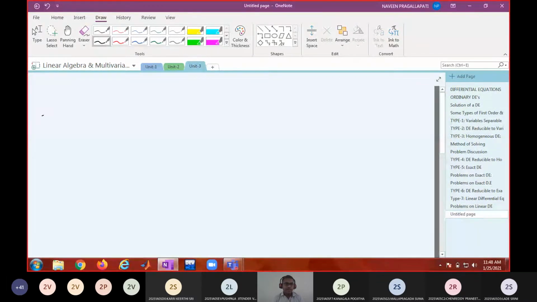Third problem. 1 plus y square into dx plus x minus tan inverse y into dy is equal to 0.